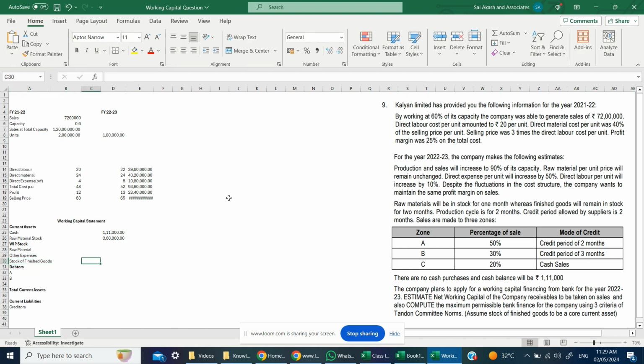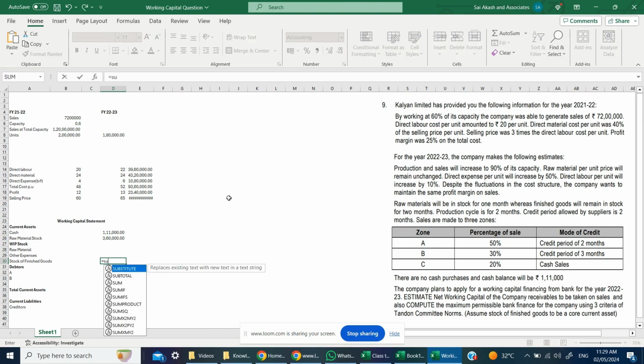Stock of finished goods. So finished goods, as you are aware, are valued at total cost. So what is my total cost here? I have my total cost, into the stock holding period. Finished goods will remain in stock for 2 months, so into 2 by 12, correct?